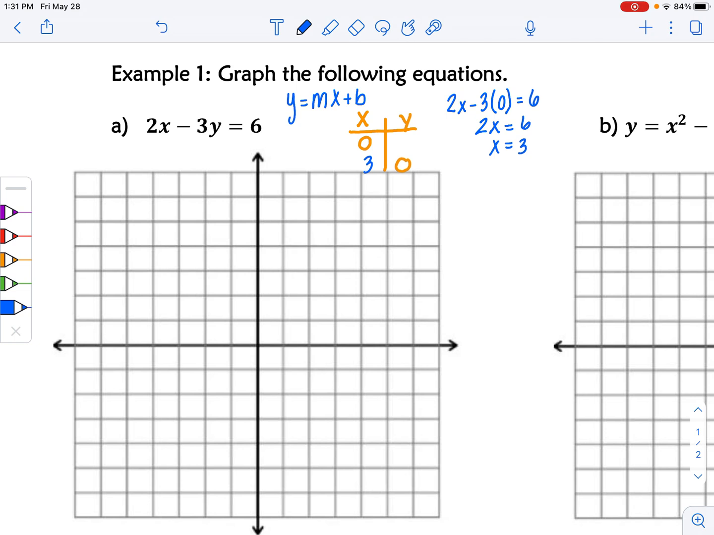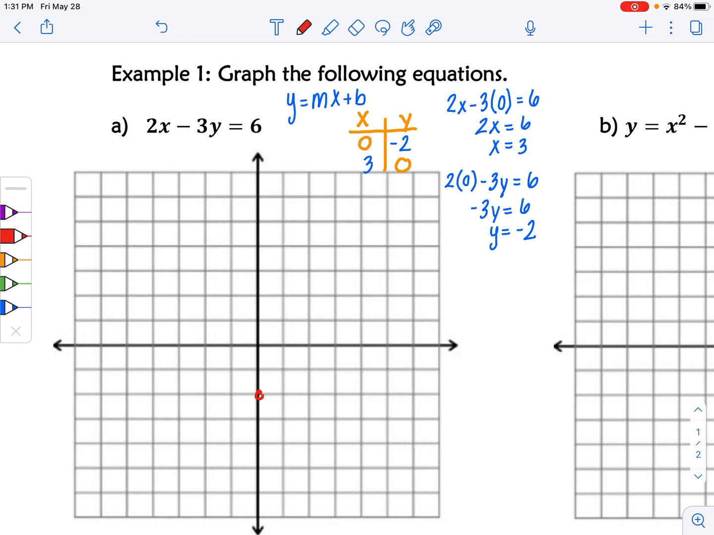That's your x-intercept. Finding your y-intercept, that's when x is 0. So take your original equation. This time plug in x is 0. 2 times 0 makes it go away. Negative 3y equals 6. y would be negative 2.